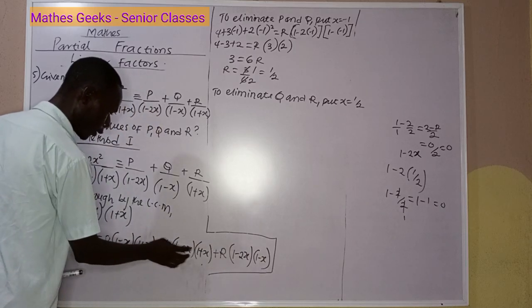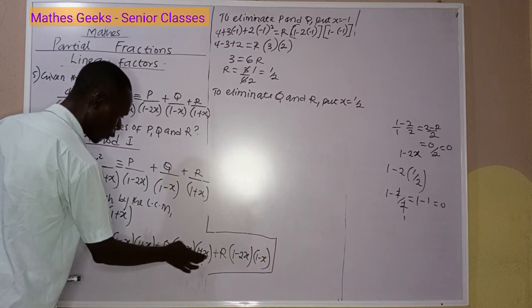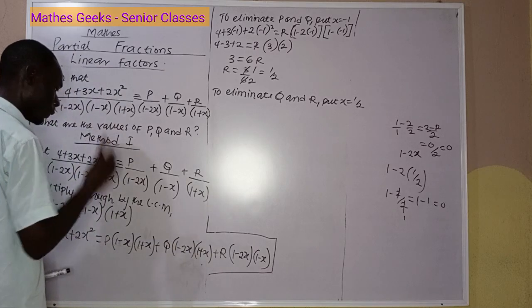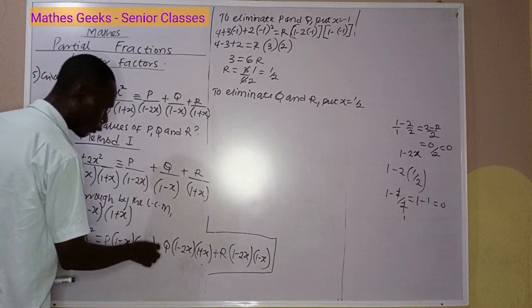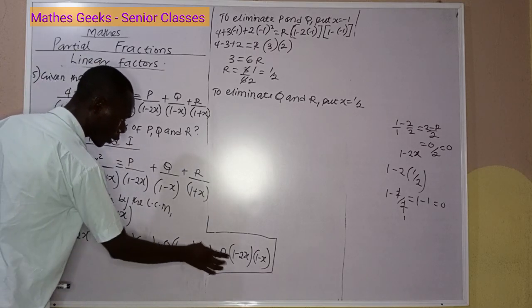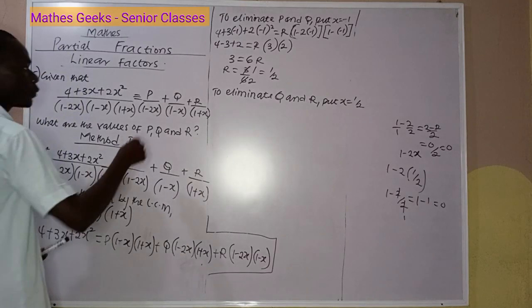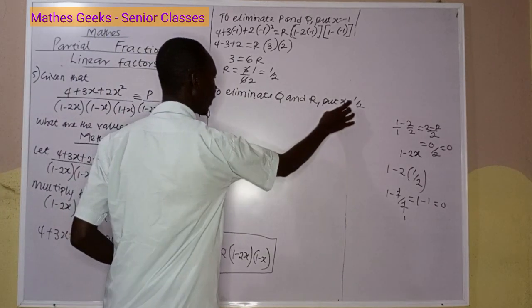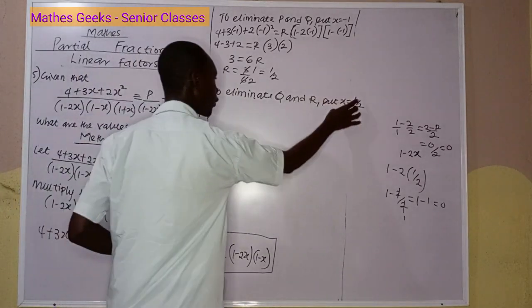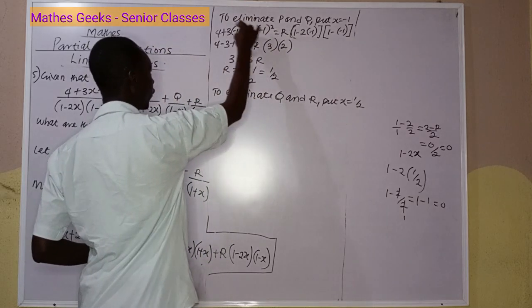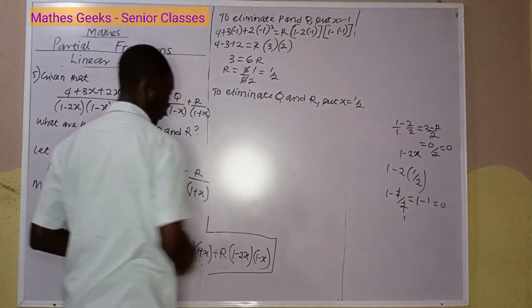And also here, everything will be 0. 0 times this will give 0. 0 times q will be 0. So when we do that, we will have eliminated q and r, and that's what we want to do. So to eliminate q and r, put x equals to half, and x equals to half also affects this part of the equation as much as it affects this part of the equation.